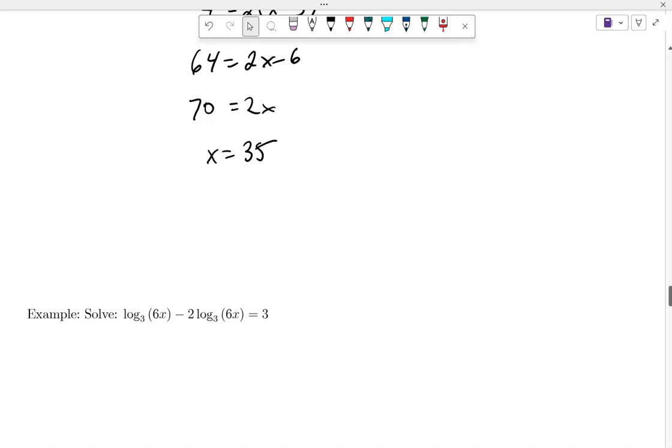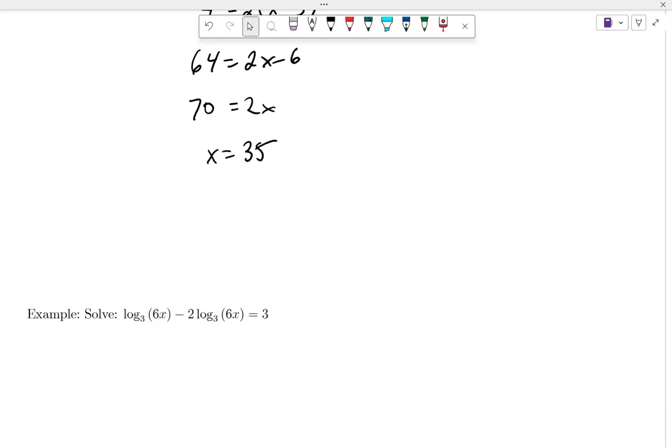We've got log base 3 of 6x minus 2 times log base 3 of 6x equals 3. Again, I just said our goal here is to get a single log, right? Combine it into a single log. That's why we did all those practices earlier. What do I need to do first? What do I need to take care of first?